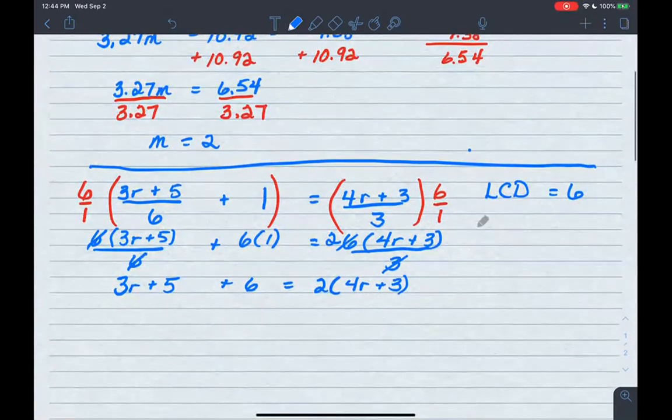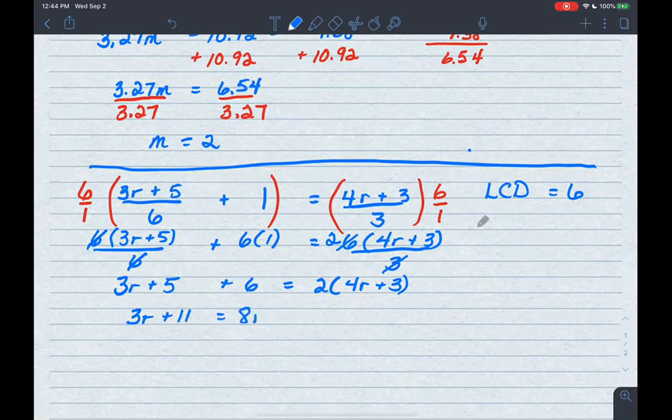And now what we've accomplished, if we do all of our fraction problems this way, is that we now have an equation that doesn't have fractions. And so we can solve it nicely with the methods that we know from solving equations without fractions. So 3r plus 11 equals 8r plus 6.